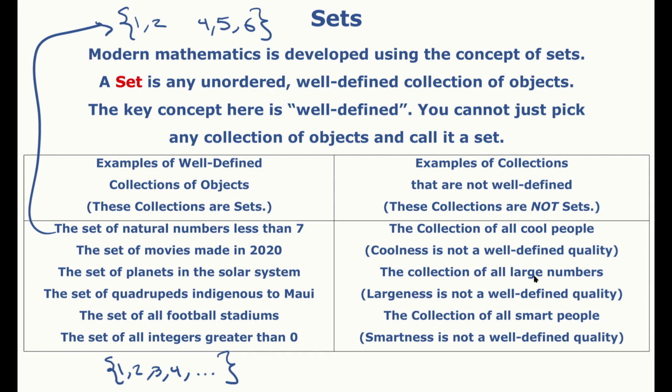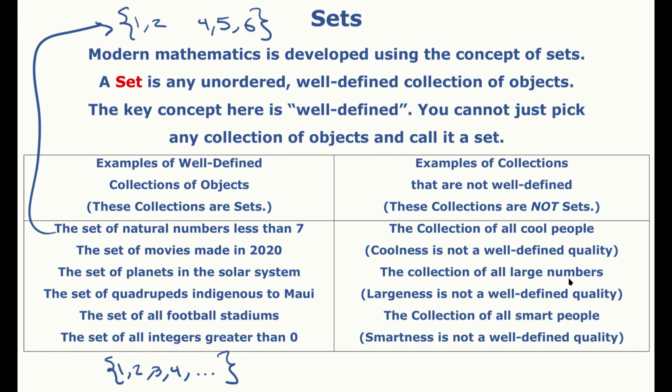The collection of all large numbers. Again, you may go, hey, this is a math class. These are numbers. What's wrong with that? Well, what's wrong with that is that largeness is not really a well-defined quality, because what if you say to me, okay, numbers greater than 1,000. Yeah, but that's your definition of what's large. Somebody else may have a different definition. There's no universal agreement on what's a large number, right? So we can't go by that.